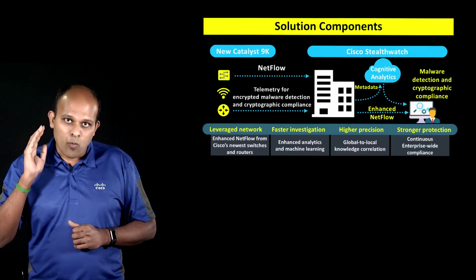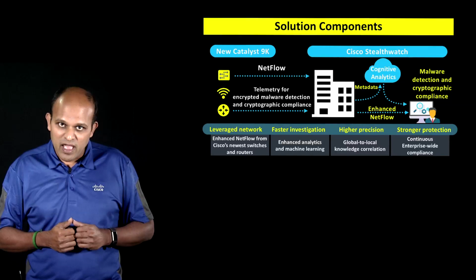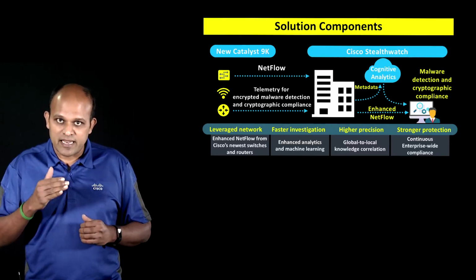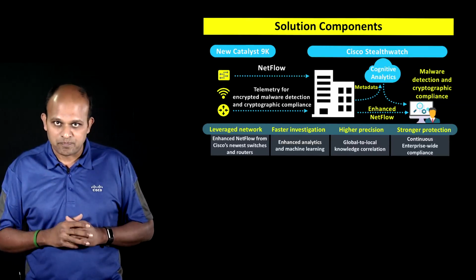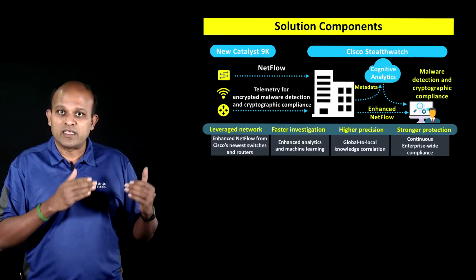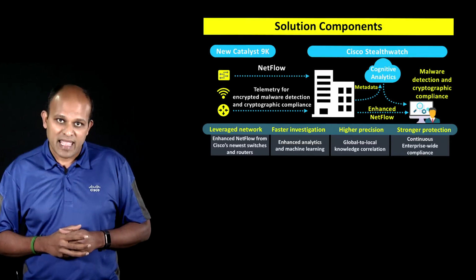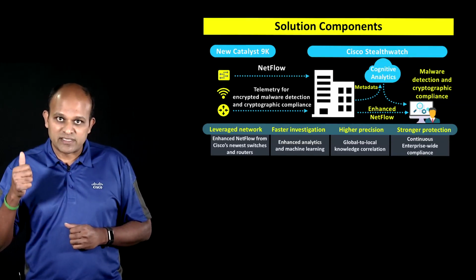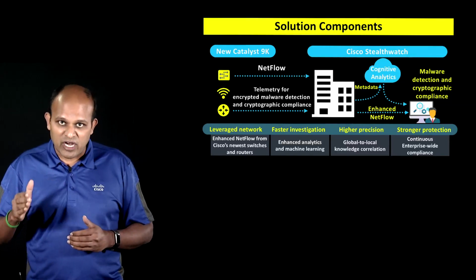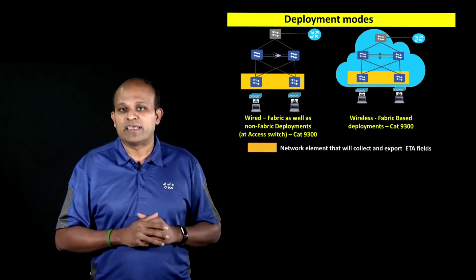Okay, so what we can do in summary is that we can actually leverage the network intuitive with the newest switching hardware combined with enhanced flexible NetFlow for integrated security. We can investigate threats faster compared to the industry with visibility across the network fabric and enhanced analytics and machine learning. And we can finally resolve network security incidents and mitigate malware and other vulnerabilities in encrypted traffic with higher precision. There are a couple of deployment modes that we will support in the campus.